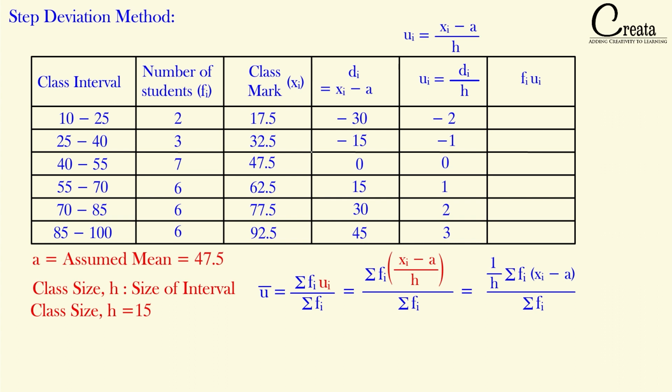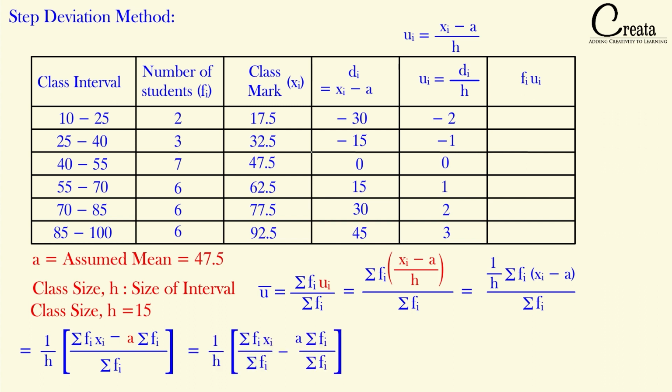Okay. Further, let's open this term. We got sum of fi into (xi minus a) into sum of fi upon sum of fi. Here again we have taken a as common, because in the addition a is repeating, it is the same, that is the assumed mean, so we can take a as common. Further, let's split the term.